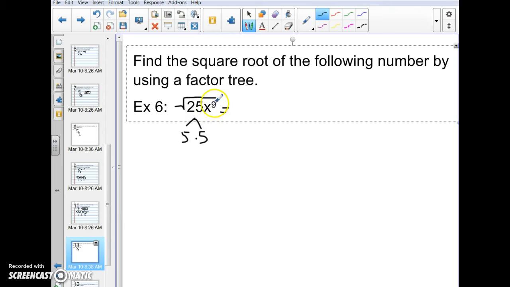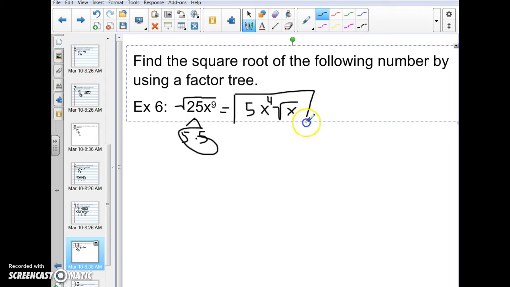How many times does 2 go into 9? So I just put the 5 for this. Sorry if I confused anybody, but no. It goes into there 4 times. So I'm going to have x to the power 4. And in my square root, I still have one single x left in there. So my answer is going to look like this.